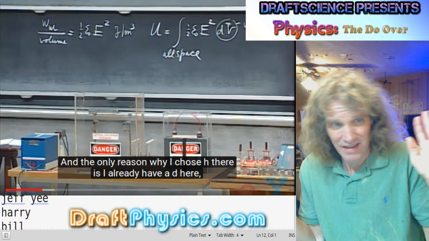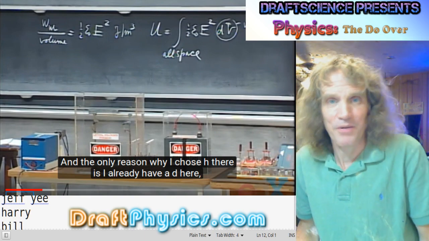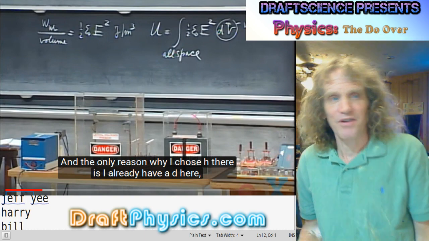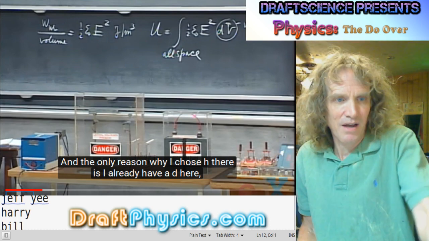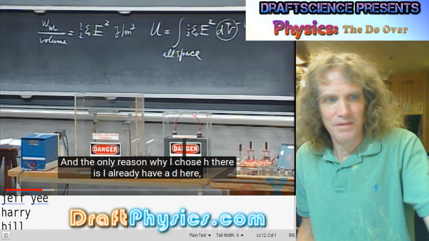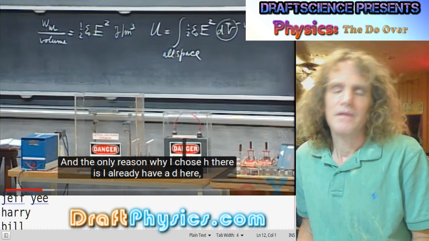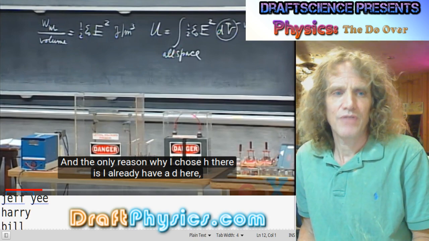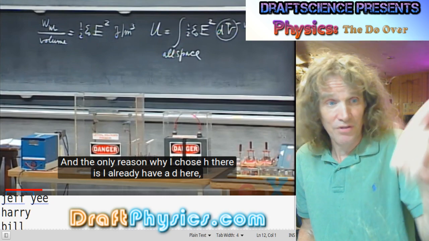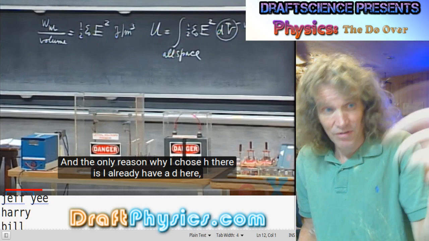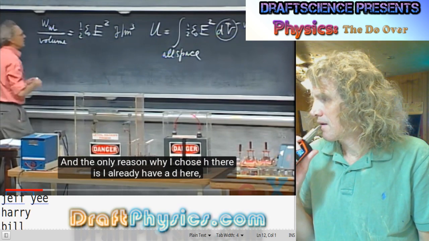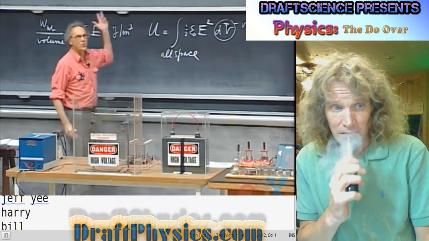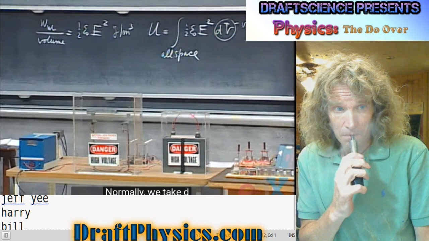So, all you can say is, well, you ought to come up with some better way of doing it then. You shouldn't be using this. You could put a line through it. You could make some other hieroglyphic connotations, volume. You could just put a circle around the V, make a small V with a circle around it, volume. The only reason why I chose H there is I already have a D here, so I didn't want two Ds. Normally we take D as the separation between plates.